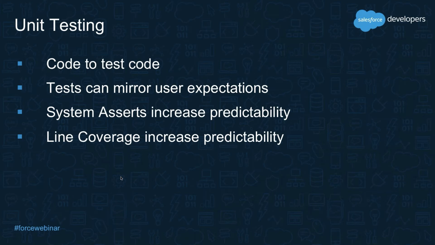Okay, so we know that we can write triggers. We know that we can write code. That's great. One of the biggest differences between writing code in Salesforce and on any other platform is that Salesforce and Apex require you to write unit tests. Unit tests are code to test the code.